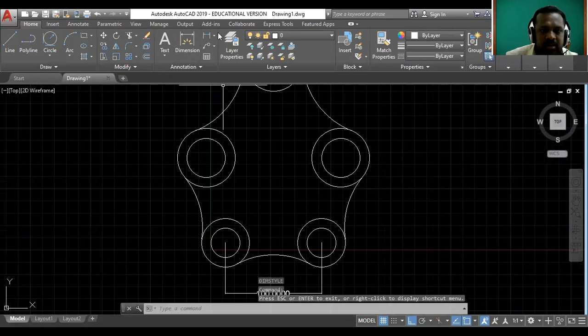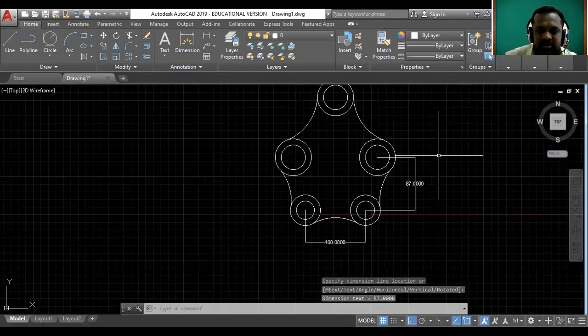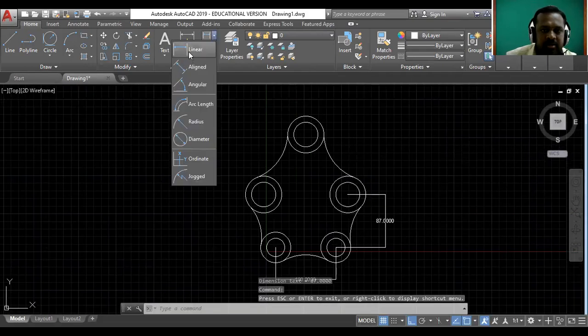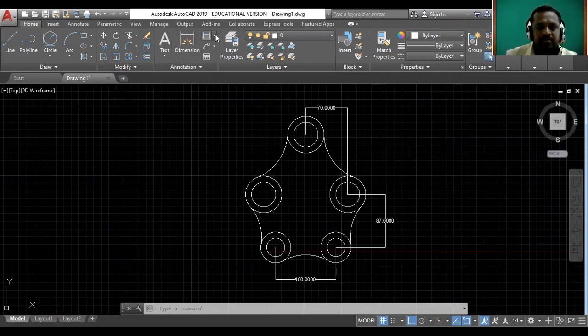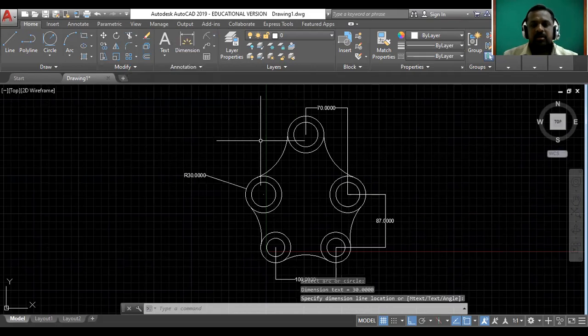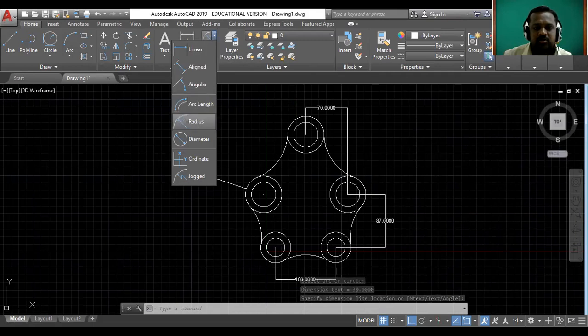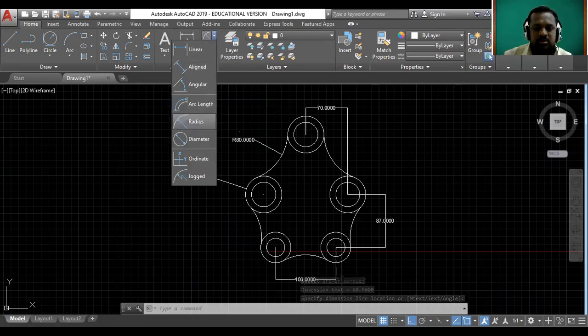Then take the linear dimension from this point to this point. It is 70. Then again take the linear dimension from this point to this point, it will be 70. Then radius, 30. Then again radius to this point is 18. Again radius to this is 25. Again radius to this inside circle is 15.